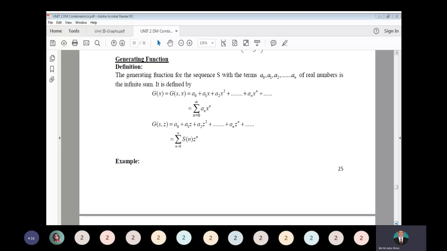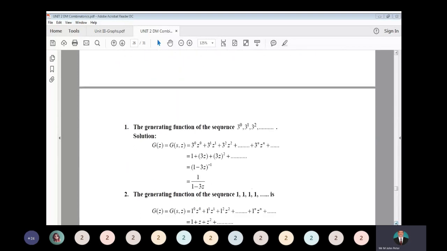So generating function. The generating function for the sequence S with the terms A0, A1, A2, A3 and so on, An of real numbers is the infinite sum. It is defined by g of s comma x, that's equal to A0 plus A1 x plus A2 x square plus and so on, An x power n. So make it as a generating function, summation n equal to 0 to infinity An into x power n. So that is g of s comma z in the form of z. When you write it, it will become summation n equal to 0 to infinity s of n z power n. So that s of n is nothing but A0, A1, A2, A3. So that sequence we can write.